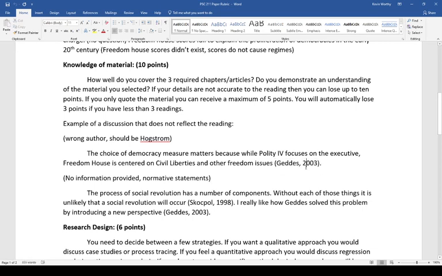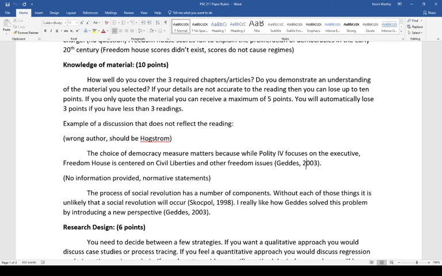Because you're citing the work, I don't want the title of the article. I don't want the names of the authors. I just want this in-text citation. Because everything else in the paper should be your language explaining to me what you have read and understood. Okay? So that's 10 points. That's half of the whole paper.